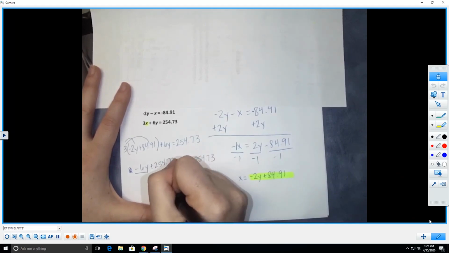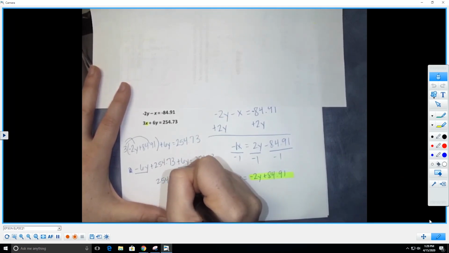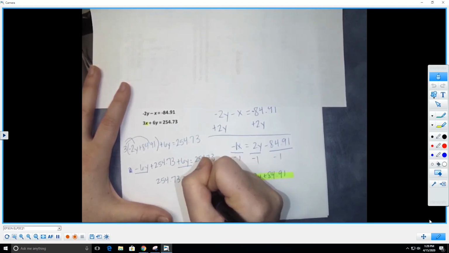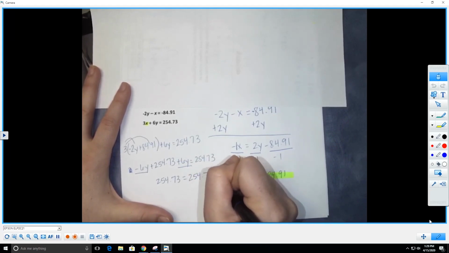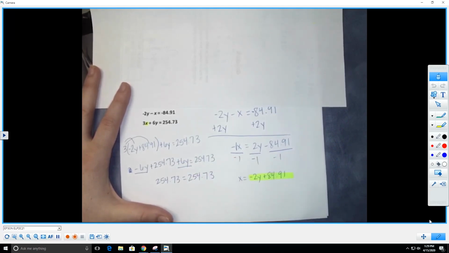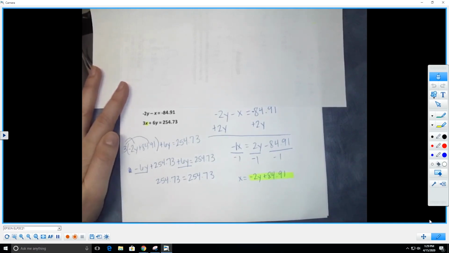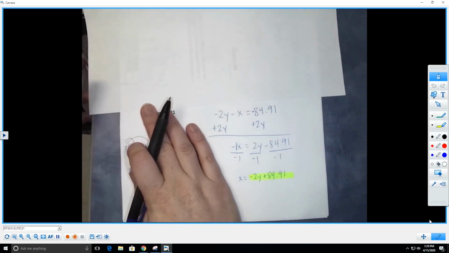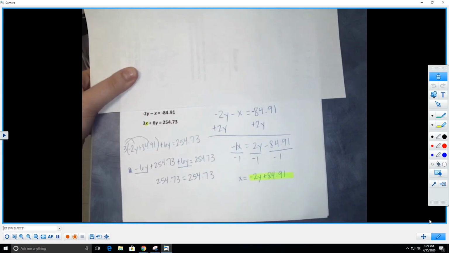So I'm left with 254.73 is equal to 254.73. So the result is a true statement. This system has infinitely many solutions. What happened as a result of substitution in step 2? The result was a true numerical statement with no variables, as you can see here. A system with an infinite number of solutions is made up of equivalent equations.